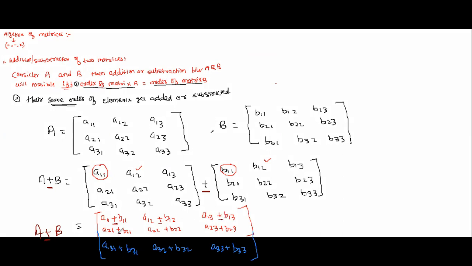Whose orders are the same, you have to do it like that only. It means for the same-order elements, you have to subtract, if the question is asking A minus B. So this is basically the addition or subtraction of the matrices. Clear with this?